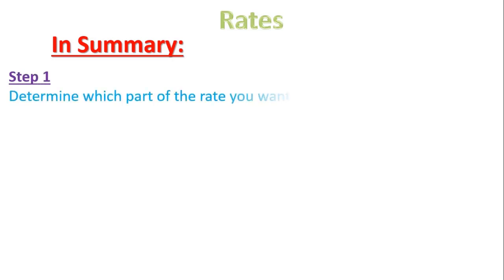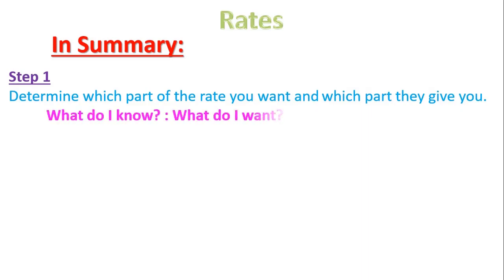So in summary, we have a number of steps, and maybe you want to press pause at the end of it and write them down, take a screenshot. I don't mind, but let's go through them. Step 1. Determine which part of the rate you want and which part they give you. What we were doing, which was nice and pink or purple, what do I know, what do I want? So we sort out the order.